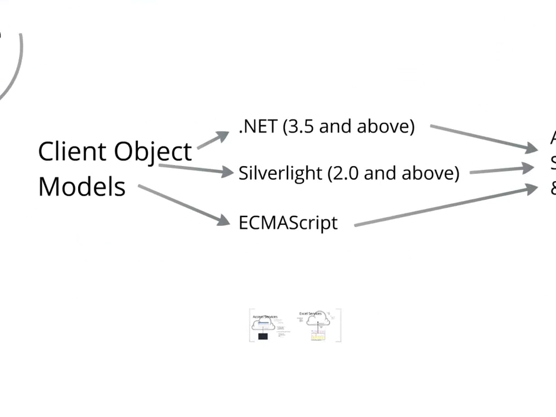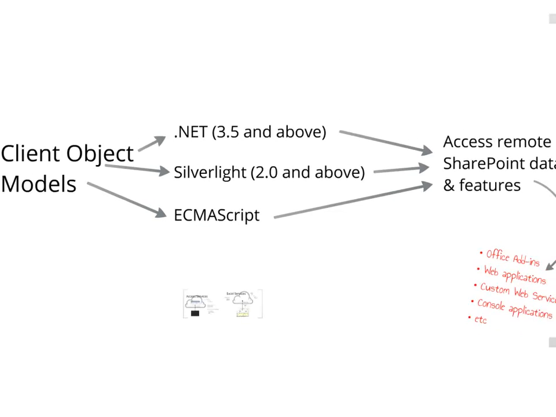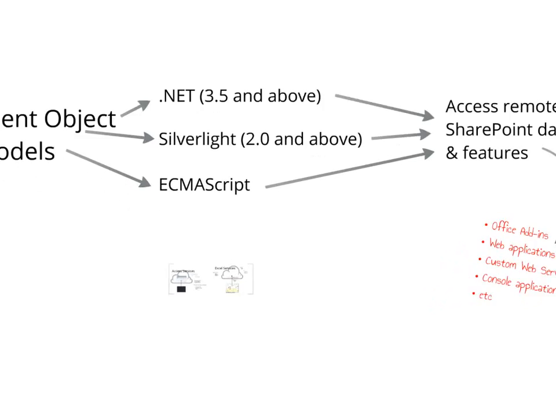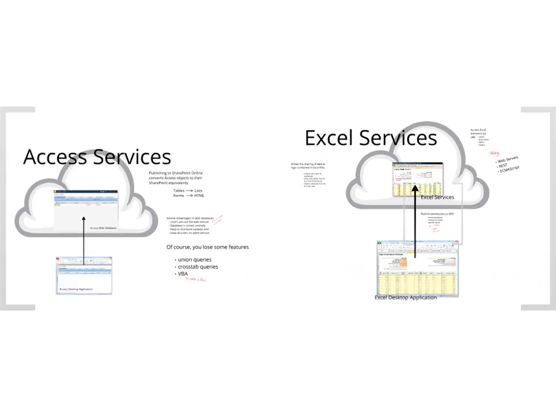The next type of custom code solution are the client object models. There are 3 types: the .NET, Silverlight, and ECMAScript. Each provides remote access to SharePoint data and features, making them ideal for things like Office add-ins, web applications, web services, console applications, and more. SharePoint Online also provides document services, like Access services and Excel services. Each of these allow you to take desktop versions of their files and publish them to SharePoint Online, making them available for a larger audience.